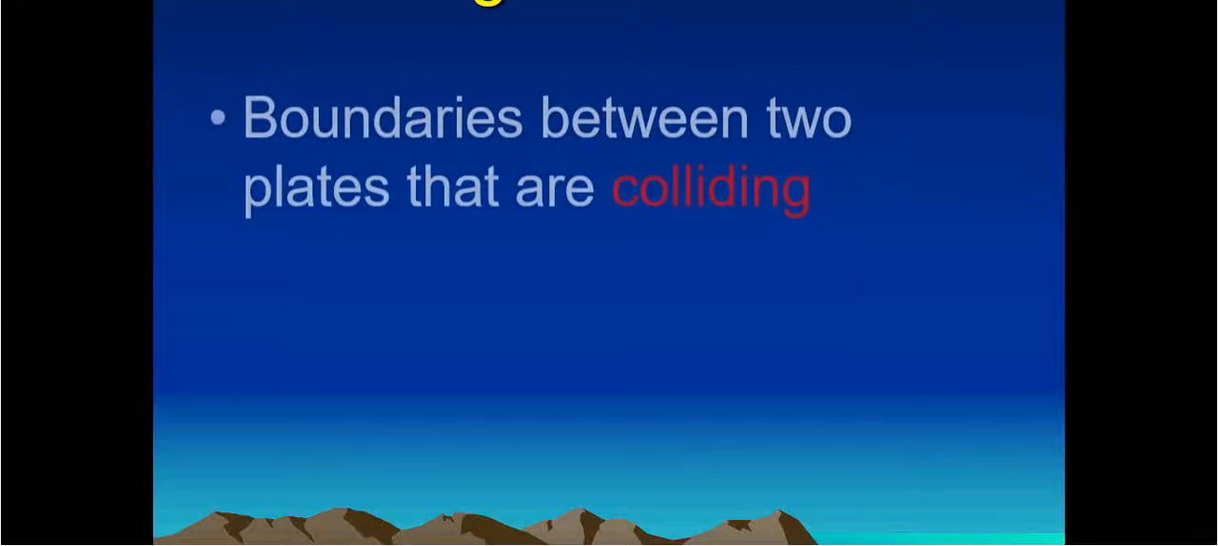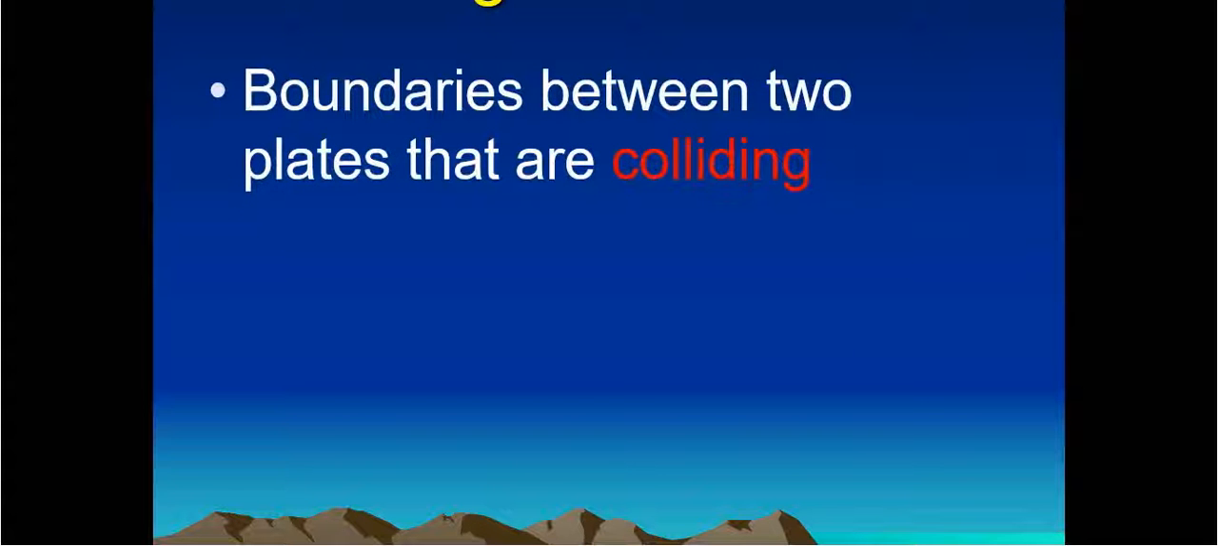Now, coming toward the second type of plate boundaries, that is known as convergent plate boundaries. Convergent plate boundaries are opposite to that of divergent plate boundaries. Here, the boundary is between two plates that are colliding. These two plates move toward each other and collide with each other.